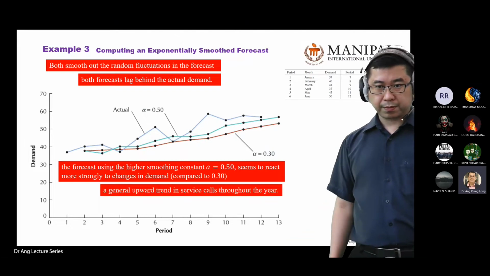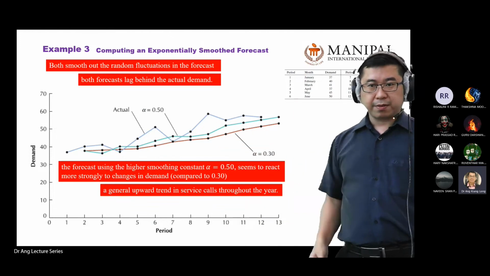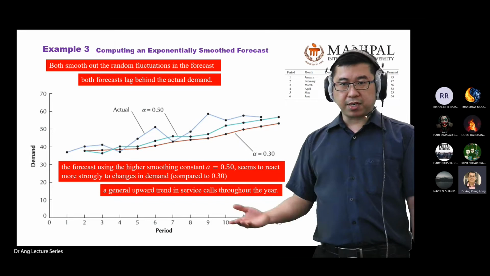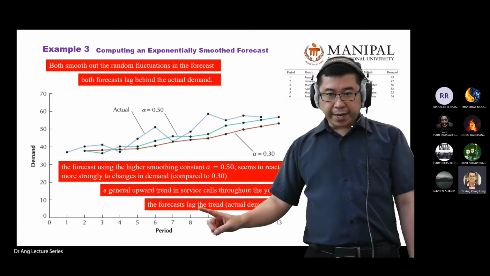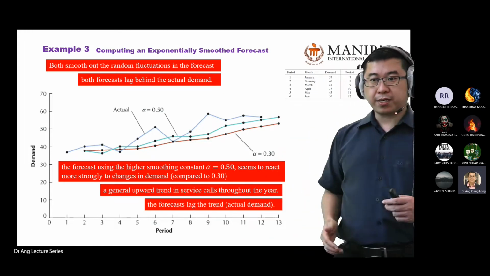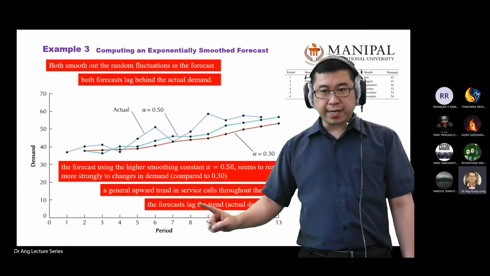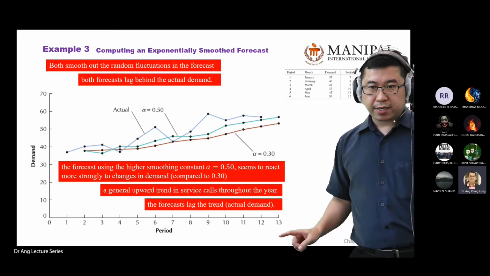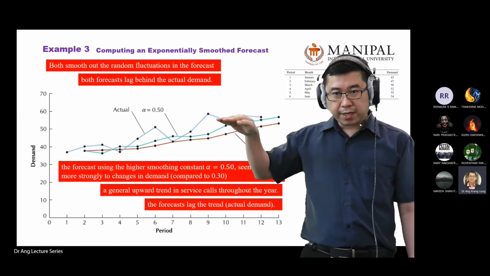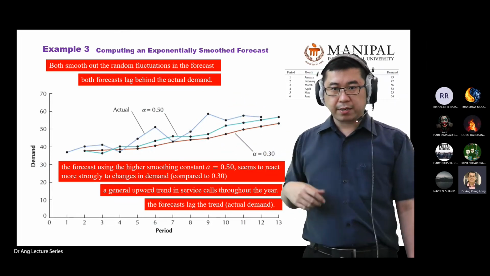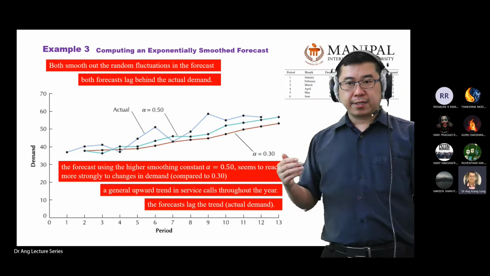Both generate the same upward, meaning positive, trend. Another word, if you mix with management students or management colleagues, they will use the word lag. The forecast lags the trend or the actual demand. Meaning you see these two lines are below the actual demand, so you can use the word lag. They are behind the actual demand.